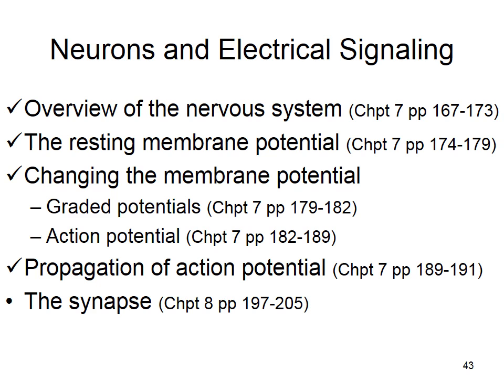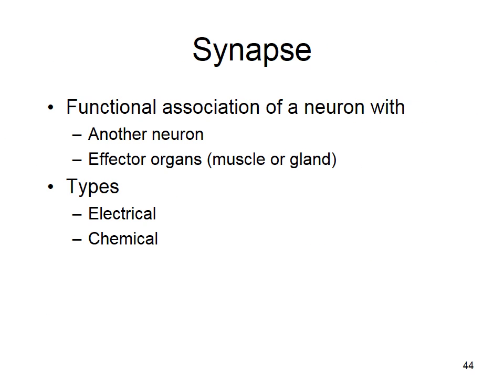Okay, let's start talking about the synapse then. Okay, so we're going to talk about two different kinds of synapses, although the most common kind are chemical. Right? A synapse is an association with the neuron and another neuron or with an effector organ. And that would always be a muscle, could be cardiac muscle, smooth muscle, or skeletal muscle, or it's going to be a gland. Right? And there's two types of synapses. There are electrical synapses and there are chemical synapses. But chemical synapses are the most common type of synapse.